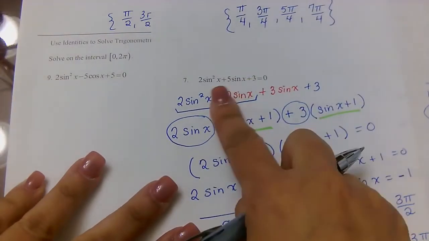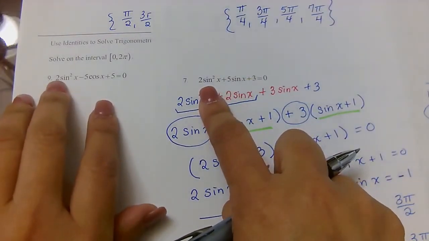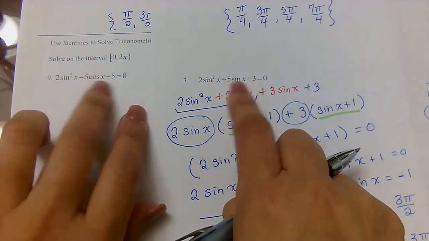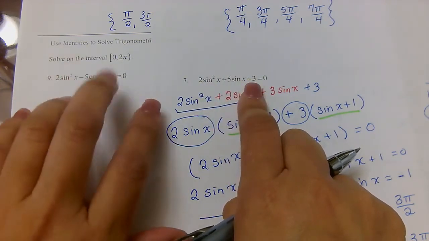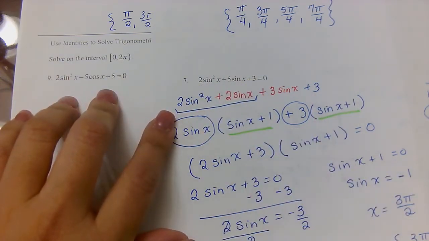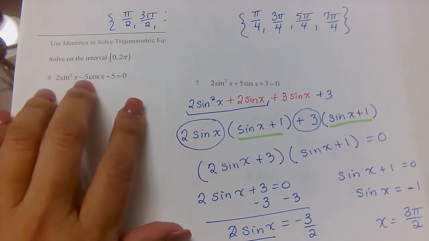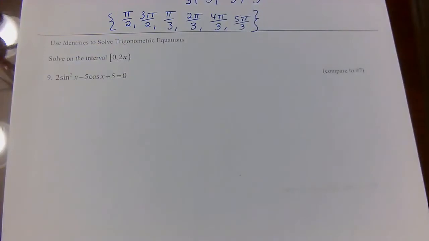but if we look at number 7, you can see that there's some major differences. First of all, you have a cosine here with the sine squared. So these aren't exactly the same. Don't try and factor it like I did here. What we need to do is we need to convert to make sure that we have all in terms of sine or all in terms of cosine.